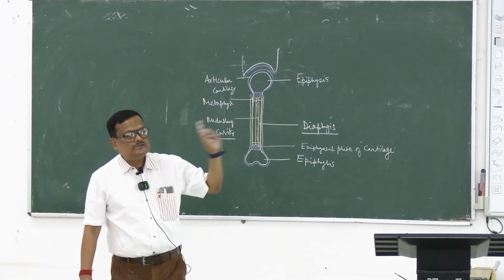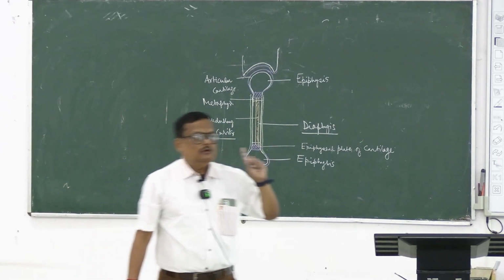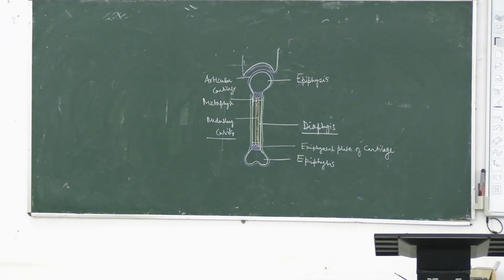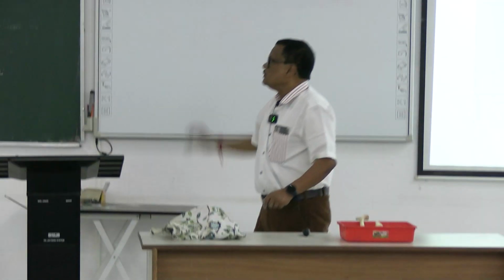Articular cartilage is another cartilage, which is also present in adults, and this smooth area is covered by a cartilage. We call it the articular cartilage. Epiphyseal cartilage is present only in young persons.